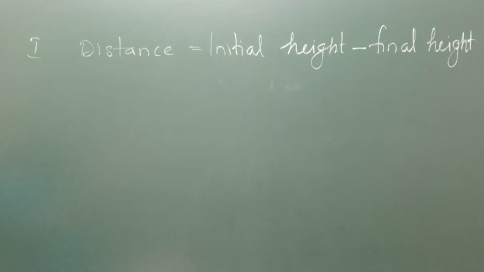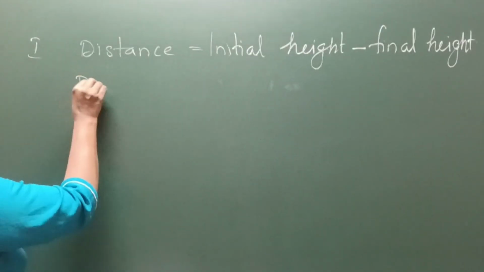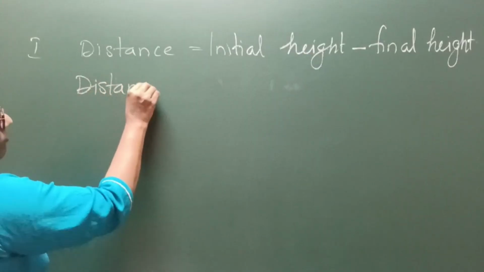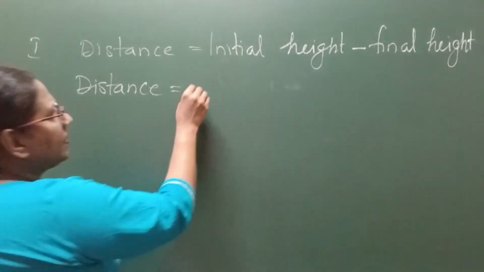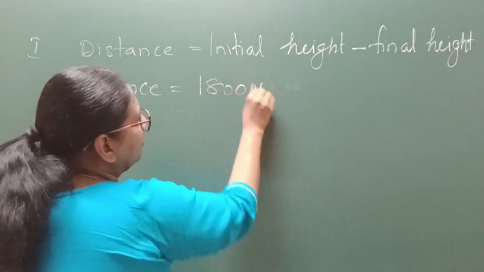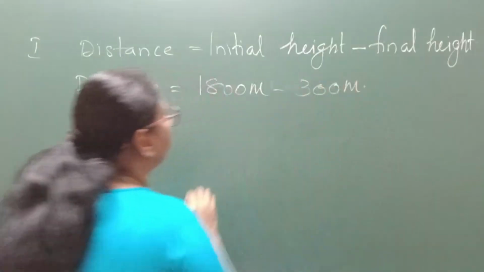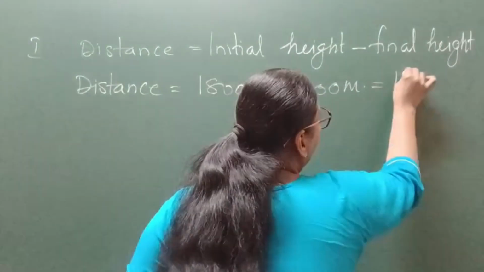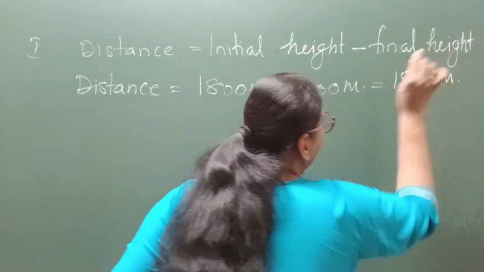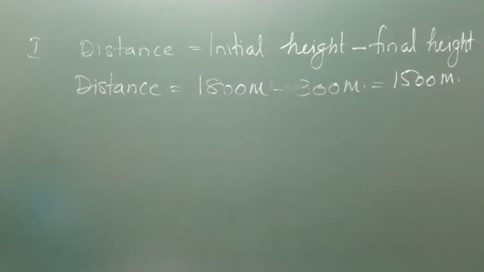Now we substitute. Distance is equal to initial height 1800 meter minus final height 300 meter, which is equal to 1500 meter. So this much distance the plane has to descend. From 1800 meter to 300 meter, 1500 meter is the distance that the plane has to travel.